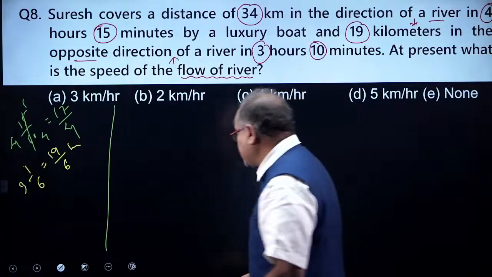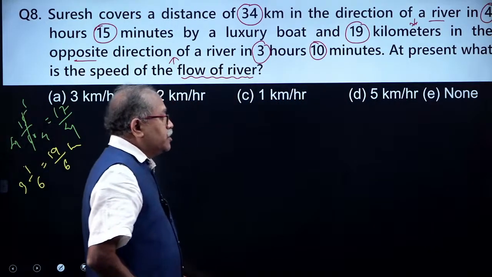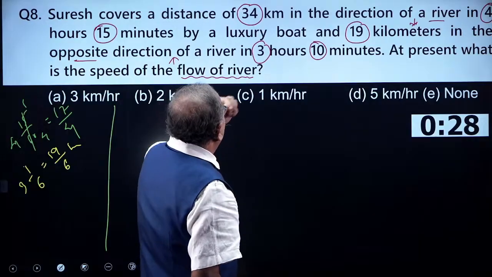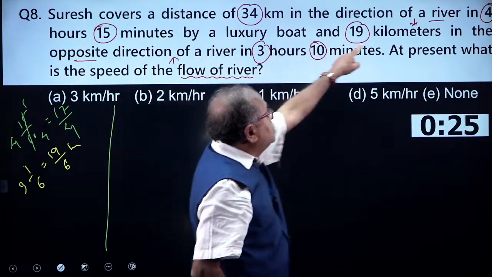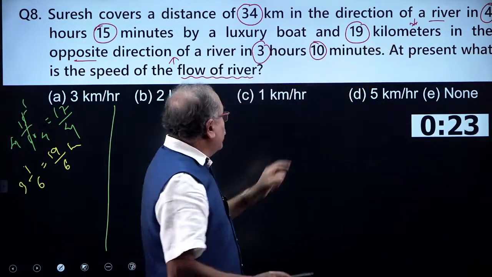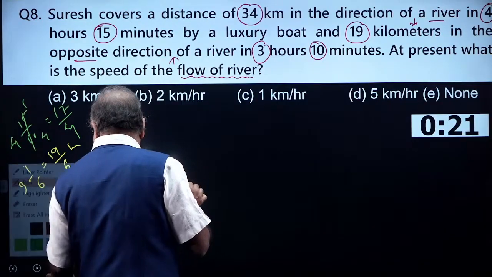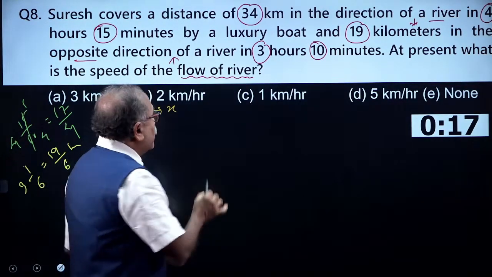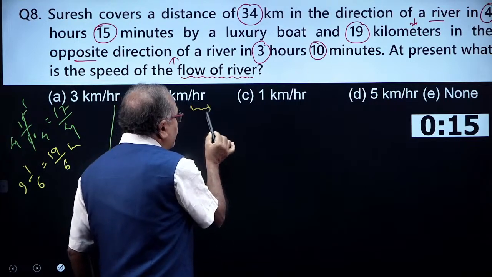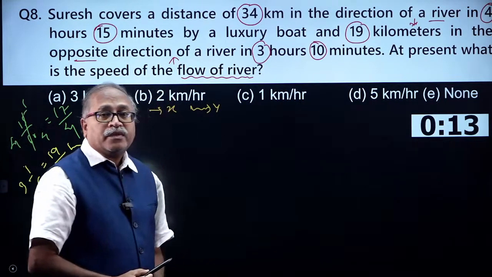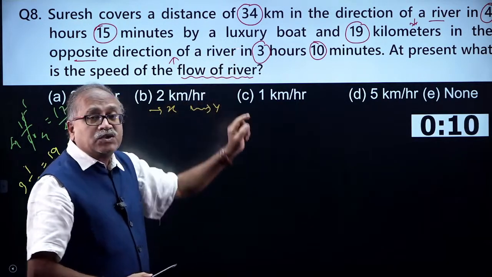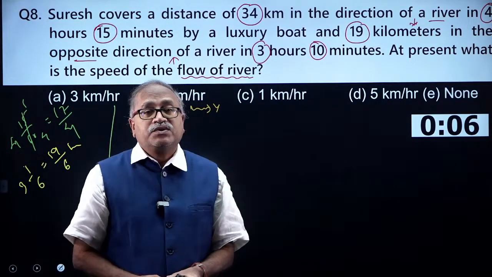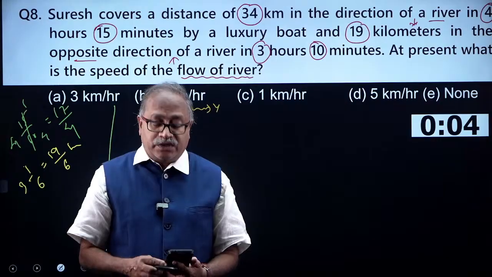Come on, my dear friends. Take 30 seconds. In the first case, it is downstream, x plus y. If I consider x as the speed of the boat, and by default y as the speed of the current, then you will get x plus y, you will get x minus y also. And this is a very commonly asked question in the exam.